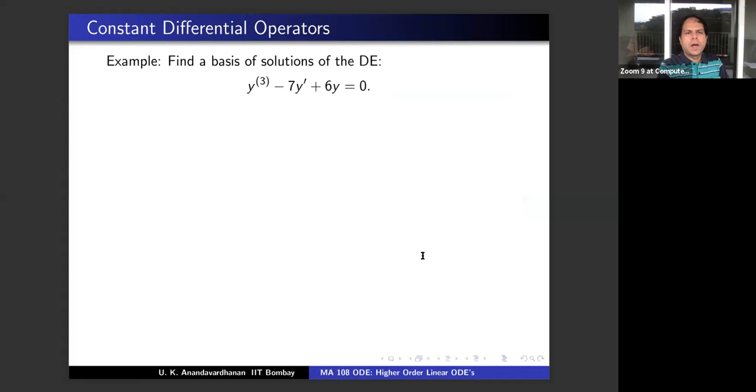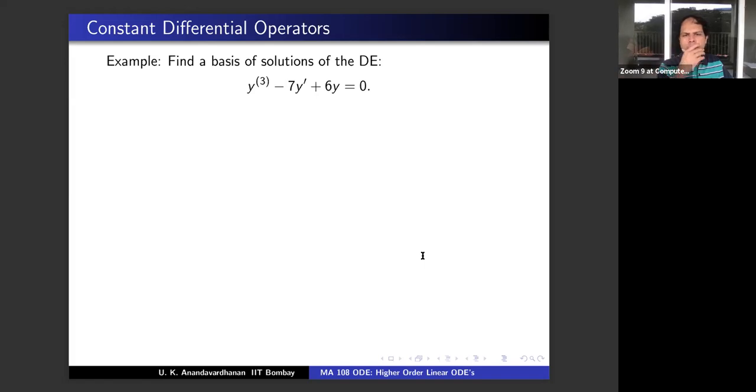Example: find a basis of solutions of this differential equation. So what is the corresponding operator? The corresponding operator is D cubed minus 7D plus 6. So what is its factorization? You have to factorize the polynomial x cubed minus 7x plus 6.